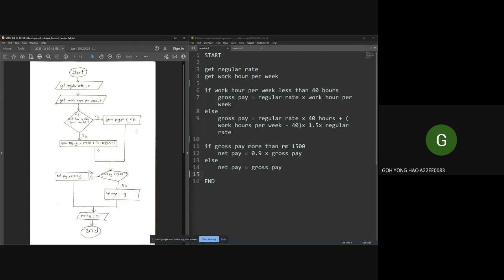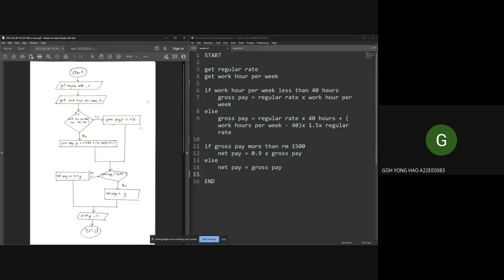And we continue. We have another condition, which is the same as a yes and no question. You can just refer to the pseudocode. For net pay, if yes, it is more than 1,500, the net pay is deducted 10% from the gross pay. So after that, we will print it, then we will end it.